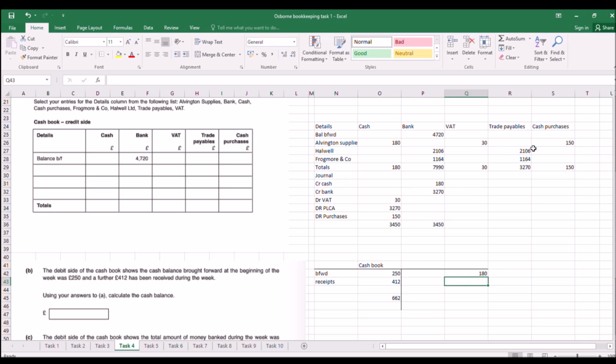So we made purchases for 150. We had VAT that we had to pay on that as well. So we got this figure here, and that figure goes into the credit side there. That was the journal that we posted there. Okay, so that's going to go into there. So our carried down is going to be 482. Let's make sure that adds up. Yep. So the balance is £482.